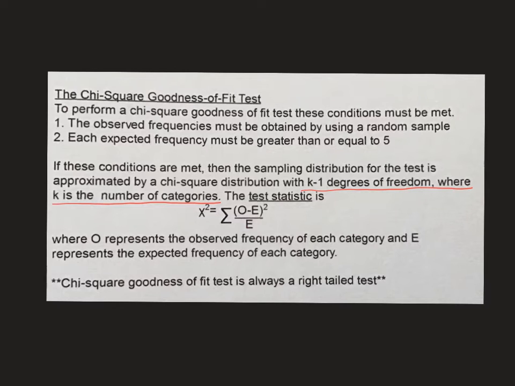A chi-square goodness of fit test is always going to be right-tailed. So we don't have to worry about two-tailed or left-tailed. It's always going to be right-tailed.